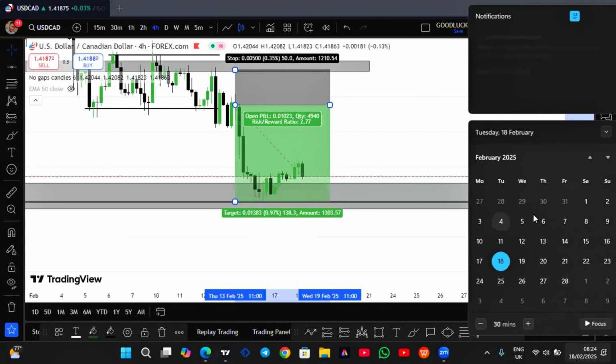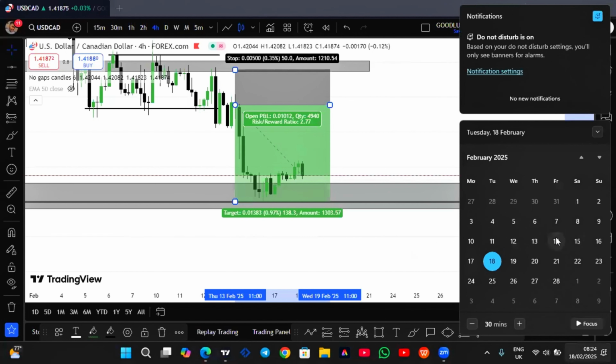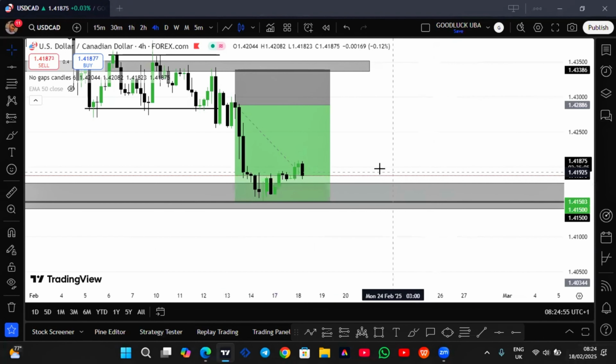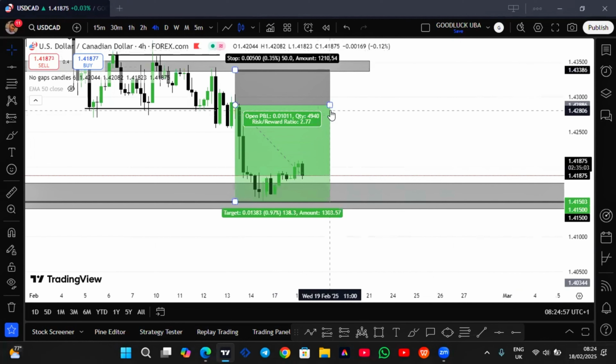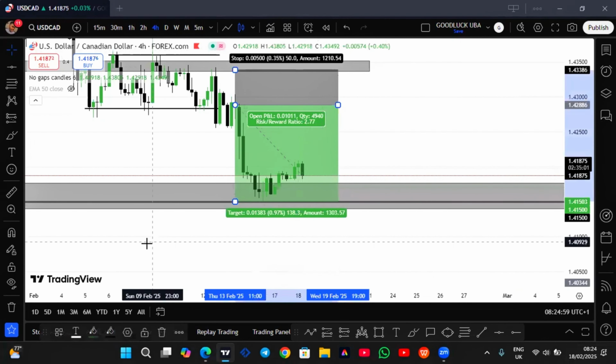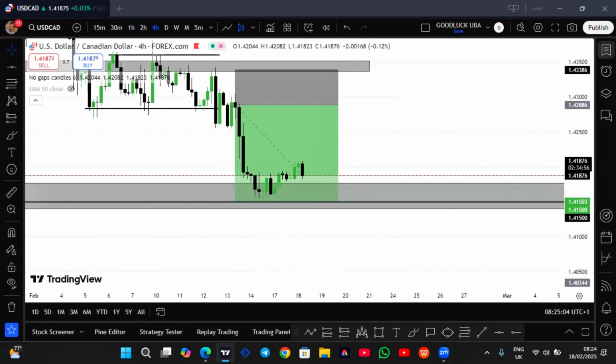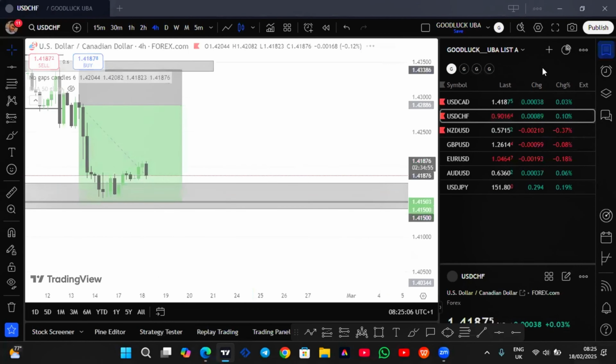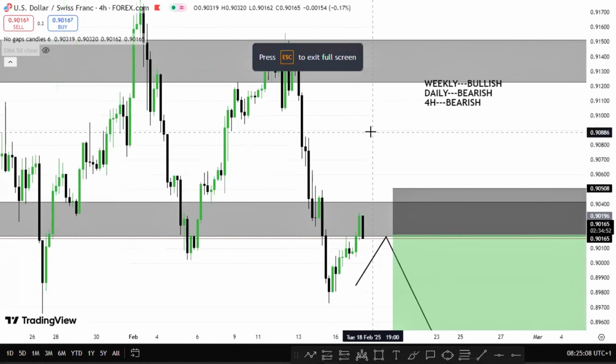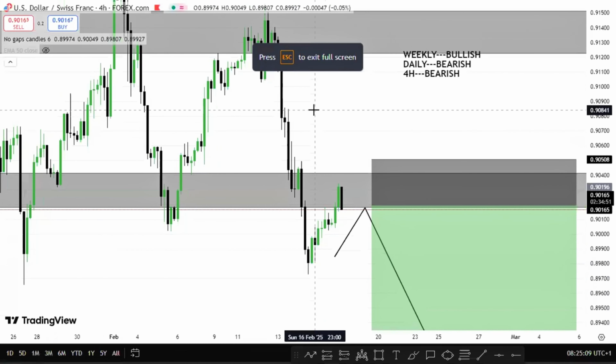If you look closely, I entered the trade on Thursday, which was on the 13th. Friday, Saturday, Sunday, Monday, Tuesday. It has been running for some time now, and I see it dropping to the downside. But either way, we are setting and forgetting as usual. Then we are interested in USD CHF. I might be entering this one.